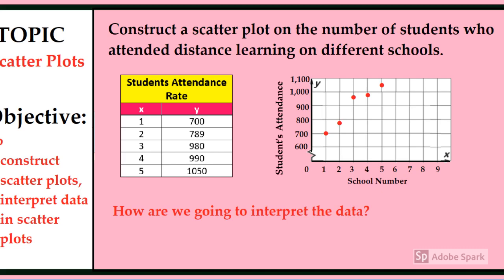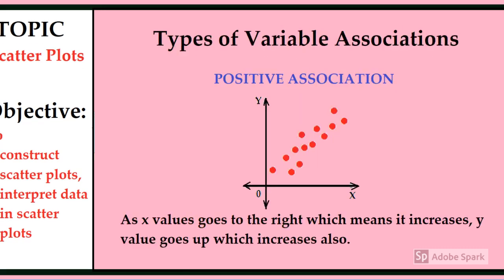Now, how are we going to interpret the data? Let me introduce to you the types of variable association. I want you to look at the graph. You can notice that as x values go to the right, which means they increase, and y values go up, which means they increase also, that is positive association.